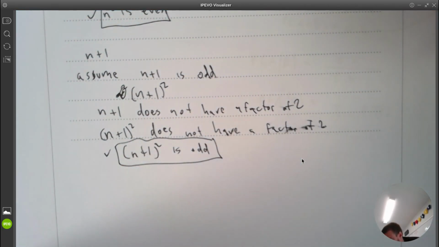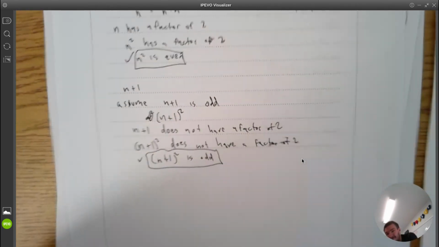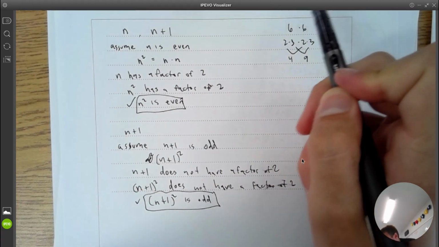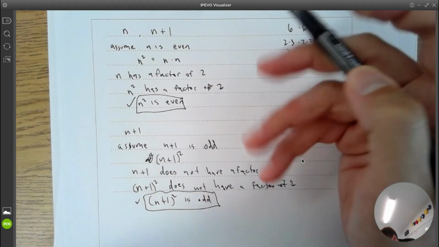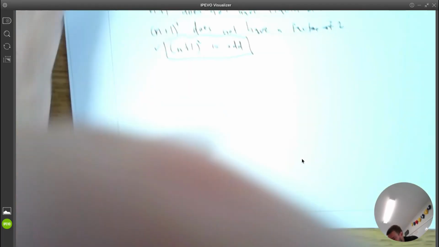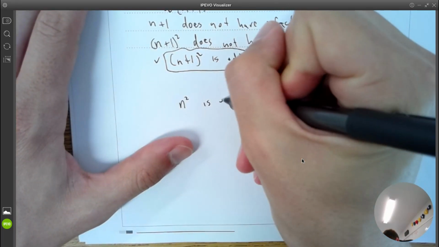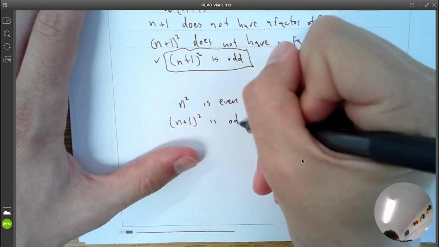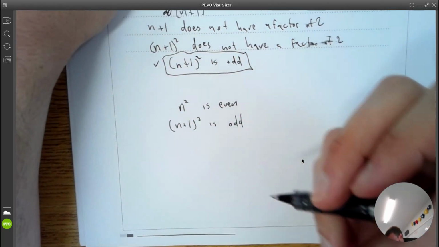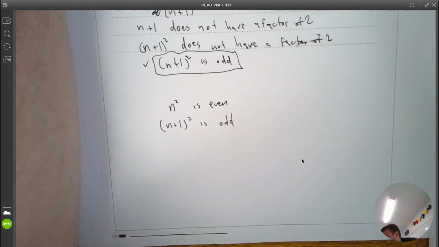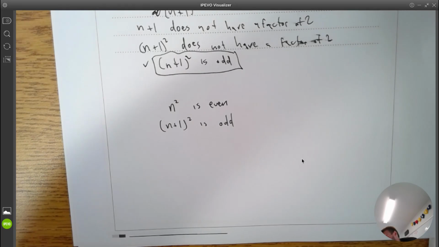All right, so now we've proven that after we square them, we're going to have one that's even and one that's odd. And we need to prove that the sum is odd. So now what we need to prove is that an even number plus an odd number is odd. N squared is even, n plus 1 squared is odd, and if you add an odd number to an even number, it's odd. Do we need to prove that?